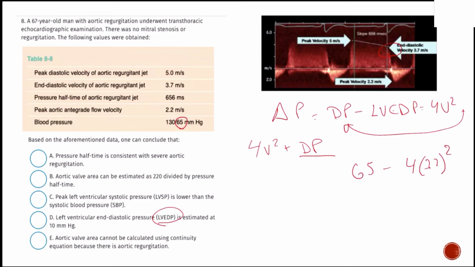We're compensating for the diastolic blood pressure, the pressure at the end of diastole in the systemic circulation in the aorta. And now we're measuring our left ventricular end diastolic pressure, and we're seeing what that gradient is. And that's what's going to give us our LVEDP. So this actually equals 10. So this is how you can use your AR jet to calculate your left ventricular end diastolic pressure.